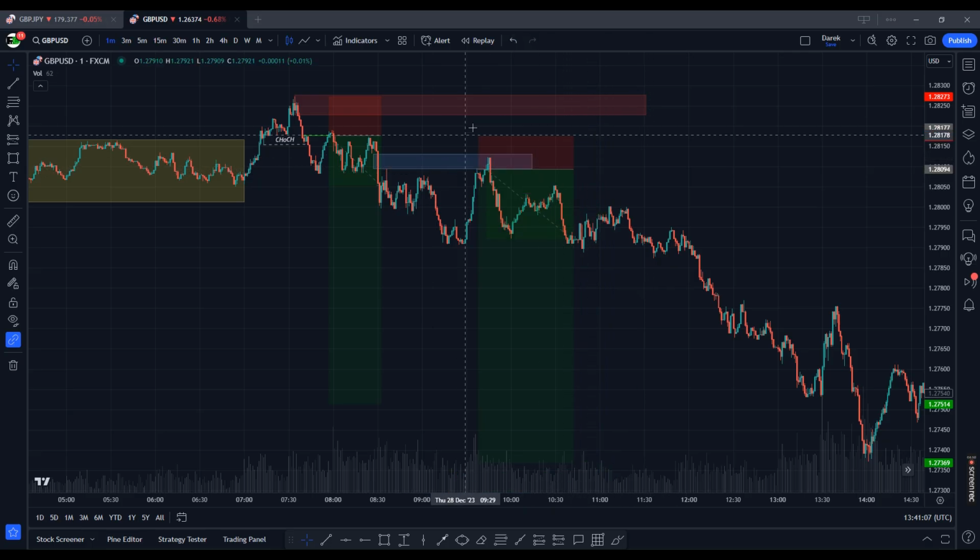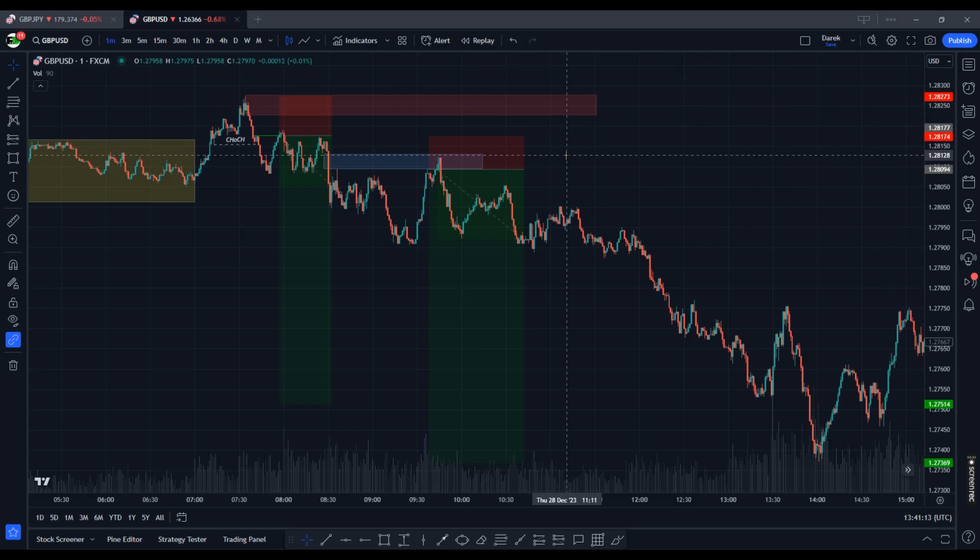Even if we were to come back and mitigate this supply zone, I would still enter here and take the 1% loss. Because you never know what will happen, and I would rather take the risk and be in the trade that goes with my bias, than wait for the perfect sniper trade which may never happen. With our risk to reward, taking a loss is not a big deal.